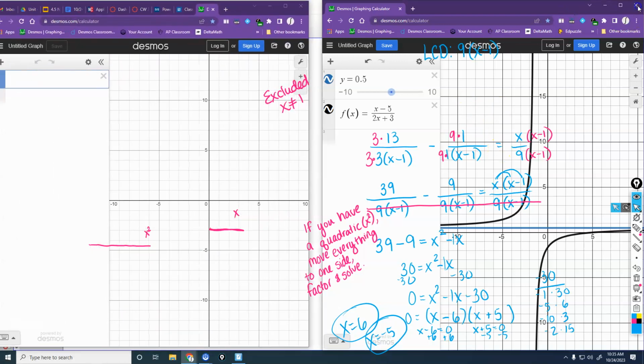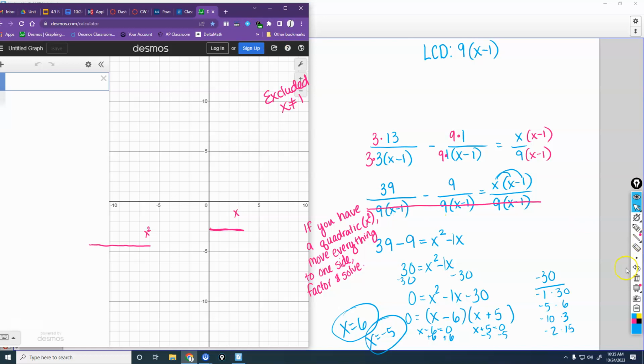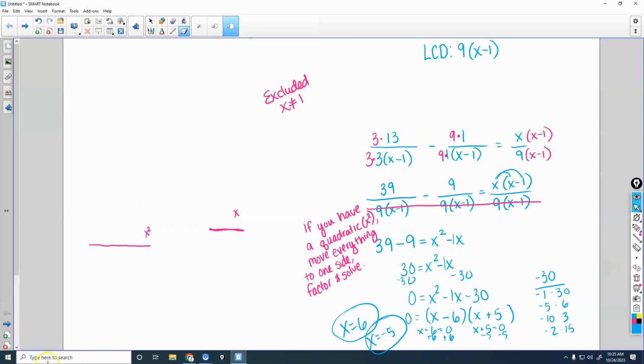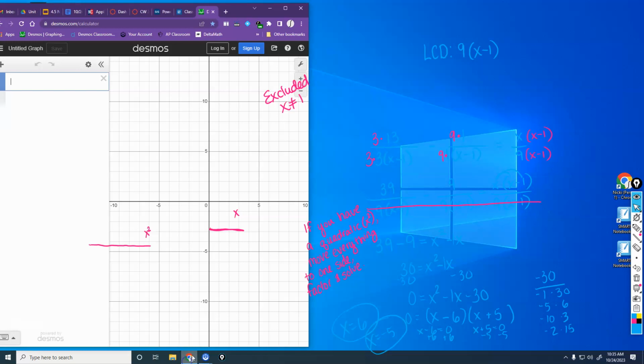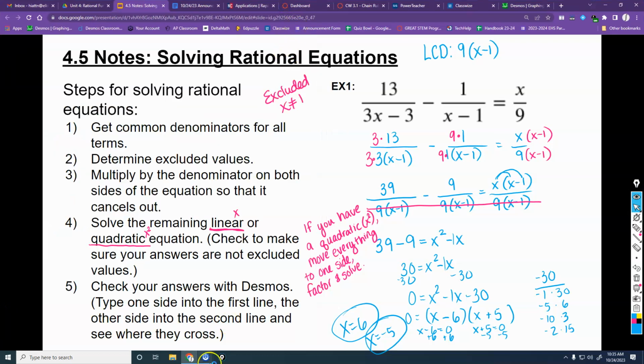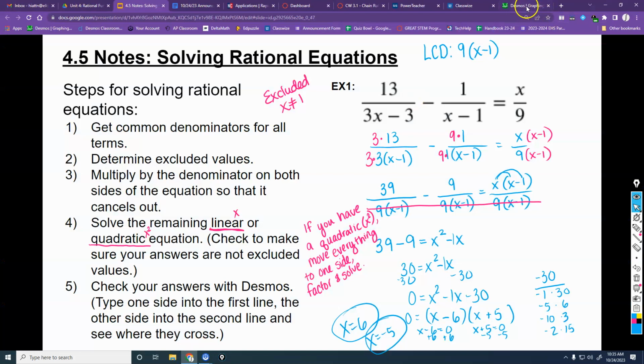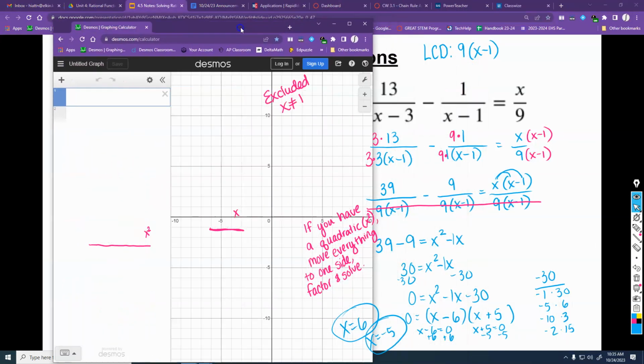Oh, wait, I've got Desmos already open. Let's get rid of that one. All right, so, well, hold on. I need to go back. What happened here? Oh, that, and close that. Let's see. Where do I have that? Let's make that full screen again. Okay. Let me pull up. Okay, let's make this over here.